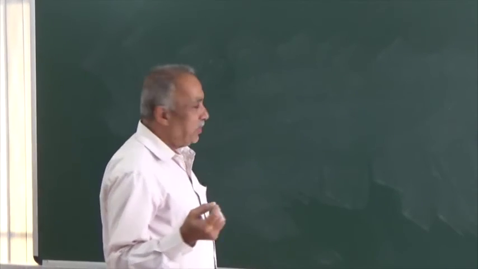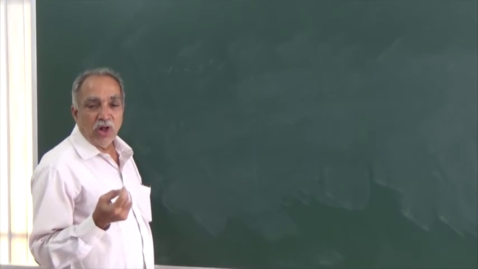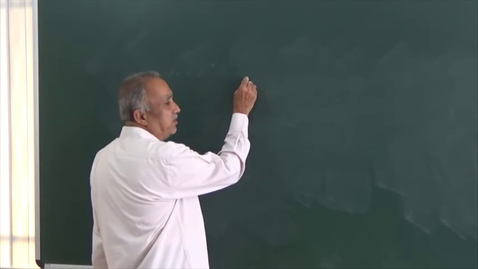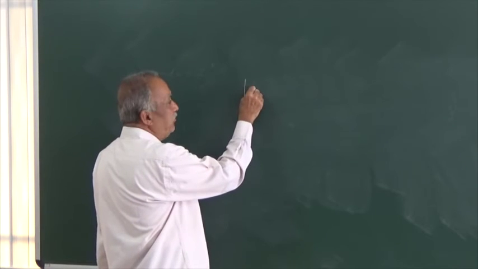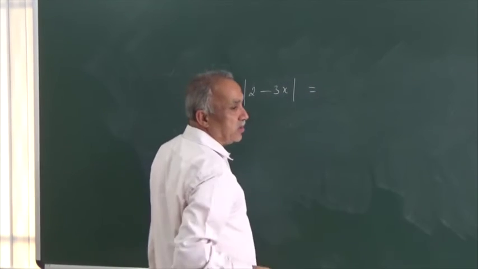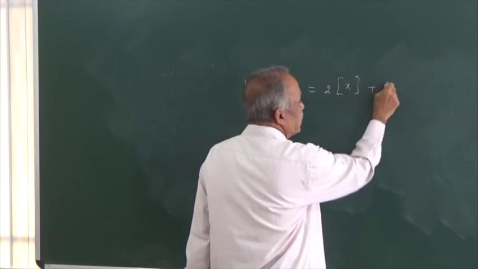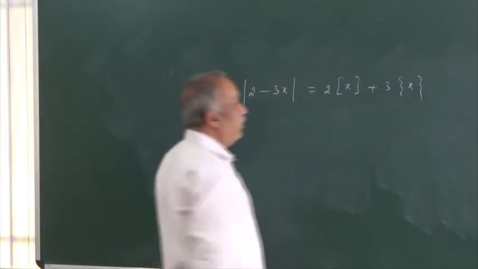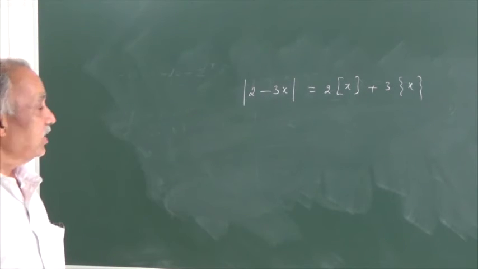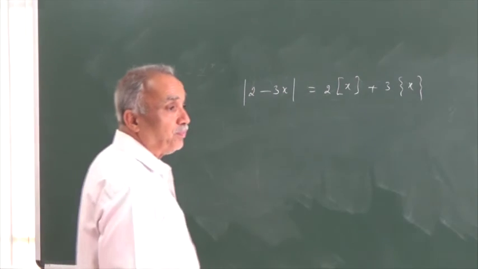Next, let me try solving an equation involving fractional part. Let me include even the integer part function in it. The equation I am going to consider will be mod of 2 minus 3x equal to 2 into integer part x plus 3 into fractional part x. I want to get this equation solved. The equation involves 3 special functions: modulus, integer part and fractional part, all the 3. What do I do?